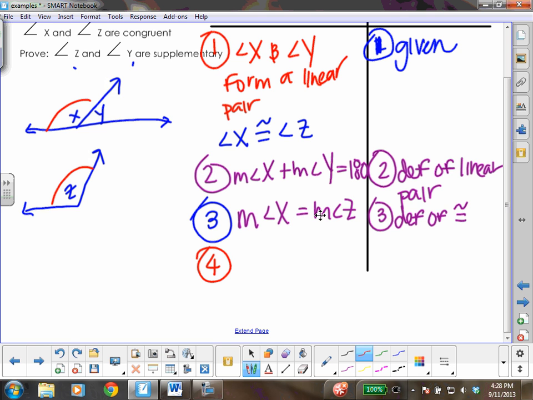Now I can substitute and say that the measure of angle z plus the measure of angle y equals 180. And that's the substitution property of equality.